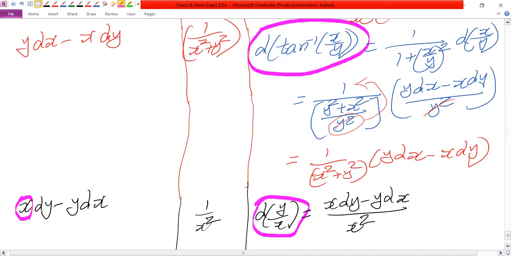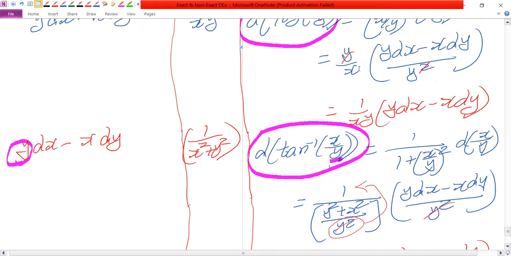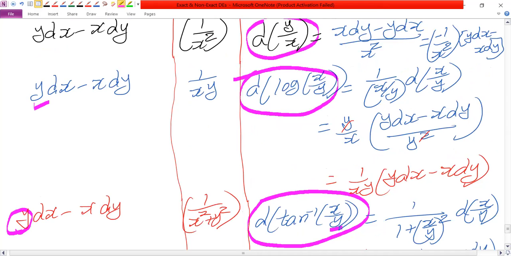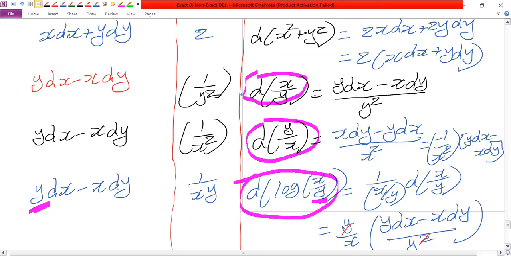Now you observe here, what is the first term? It contains x. Whenever x is there, this x should be in the denominator. Whenever y is there, this y is in the denominator. Whenever we get y dx, that y should be in the denominator inside the differentiation. That's the point you have to remember.